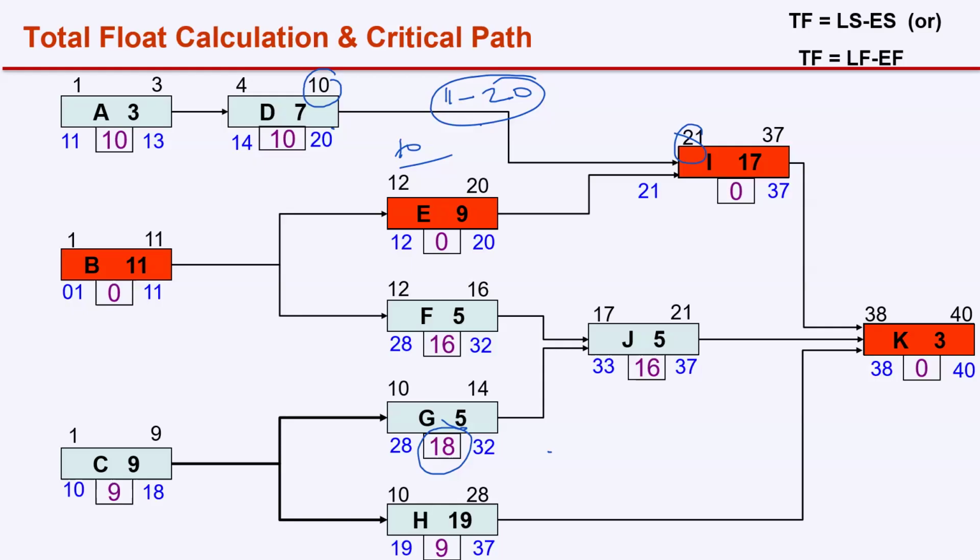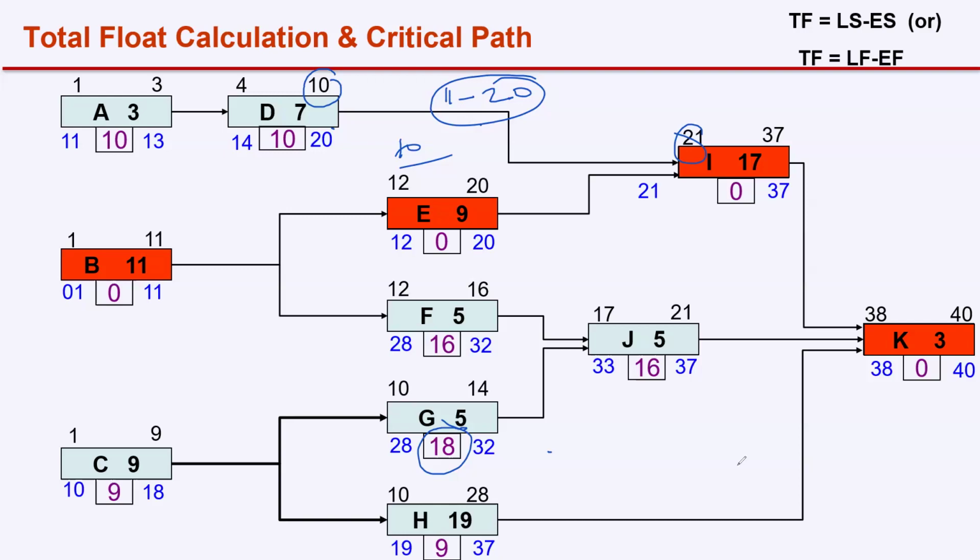So, free float of G is how many days? 18 days. Now, 18 days is total float. I'm asking free float, the float between two consecutive activities. So, for G, successor is J. For G, successor is J. So, what is the free float? You have to look into, okay, 2 days.